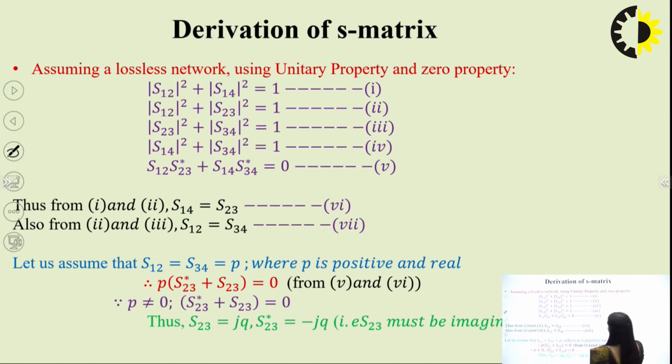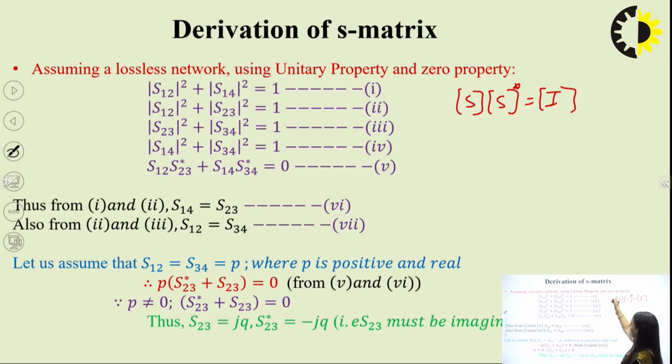So here we are assuming a lossless network, and we are using the unitary property and the zero property. What is the unitary property? That is S times the complex conjugate of S is equal to I. After that we are using the matrix property, and we are getting the 4 equations: S12 square plus S14 square is equal to 1, S12 square plus S23 square is equal to 1, S23 square plus S34 square is equal to 1, S14 square plus S34 square is equal to 1, and S12 S23 complex conjugate plus S14 S34 complex conjugate is equal to 0.